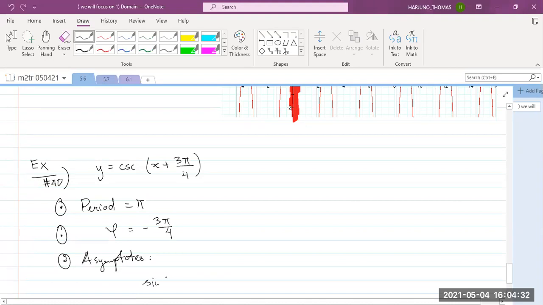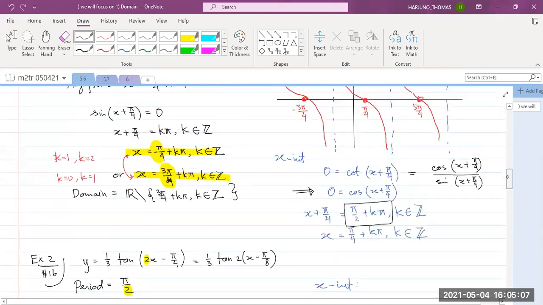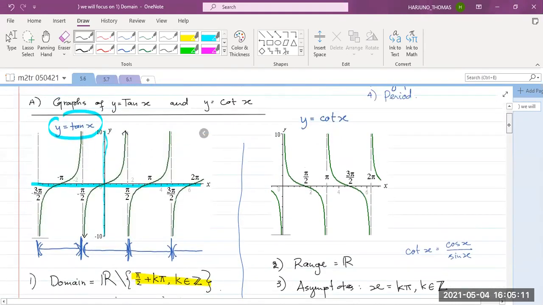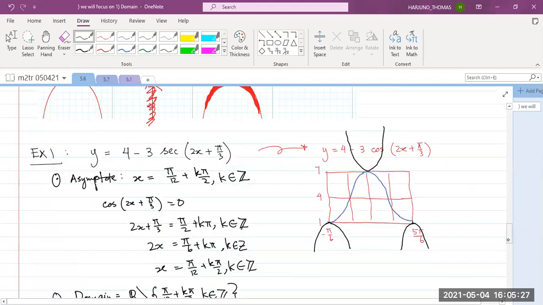Then the sine of that angle has to be 0. Oh, what am I doing? The period is 2 pi. Thank you. The period for cosecant is 2 pi. The period for tangent and cotangent is pi. But secant and cosecant follow the period of sine and cosine. It's my fault. Yeah, secant and cosecant follow the period of sine and cosine, respectively.